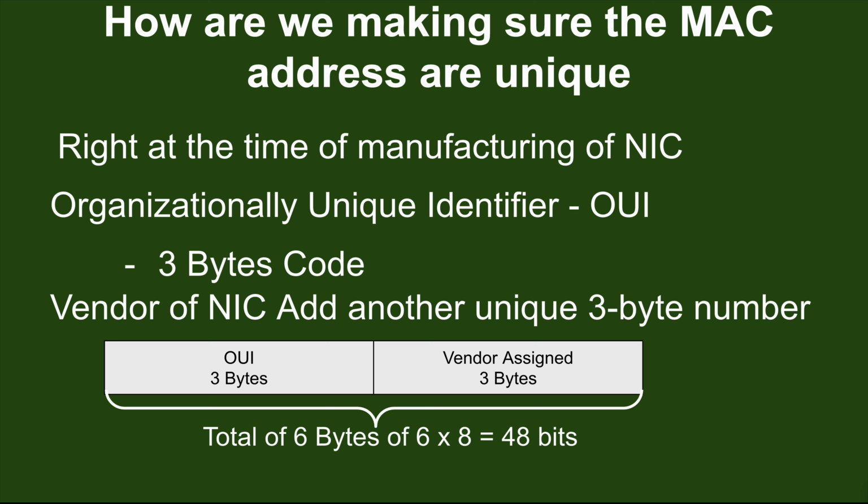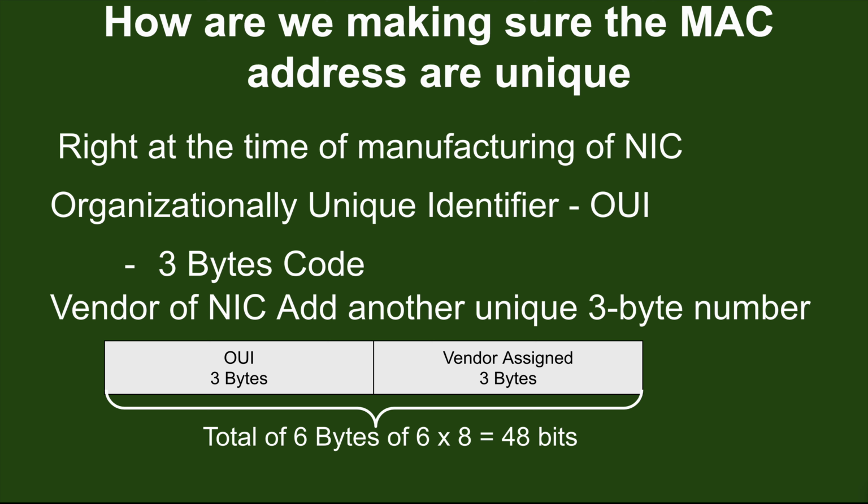So this is the process in place to make sure that the MAC address is globally unique. The vendor comes in, and the organization body called IEEE gives the vendor an organizational unique identifier, which we call the OUI, and it is 3 bytes long.